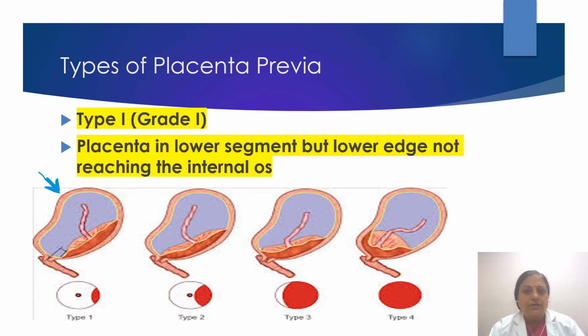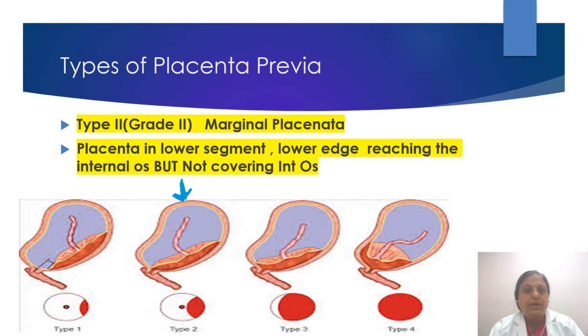Now let us understand the types of placenta previa. Type 1 or grade 1 is the placenta in the lower segment, but the lower edge is not reaching the internal os. Type 2 or grade 2 is marginal placenta: placenta in the lower segment, the lower edge reaching the internal os, but not covering the complete internal os.